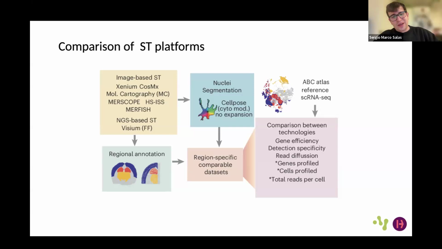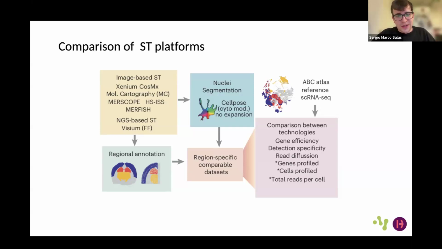And since we wanted to ensure a fair comparison, we ensured that only the same regions from the different datasets were included in the analysis. And for this, we performed regional annotation of the same structures across the different technologies, as you can see in the drawing here. And we redid segmentation, which is the process of defining the cell boundary.